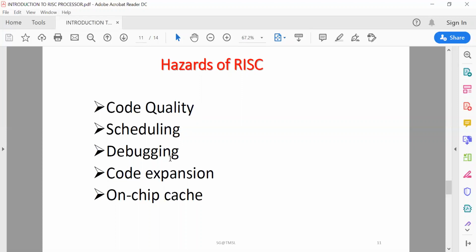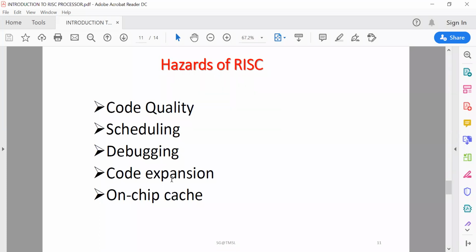Therefore many RISC programmers debug their code in an unoptimized and unscheduled form, and then turn on the scheduler and hope that the program continues to work in the same way. Then next is code expansion.